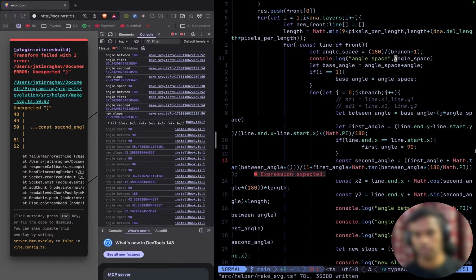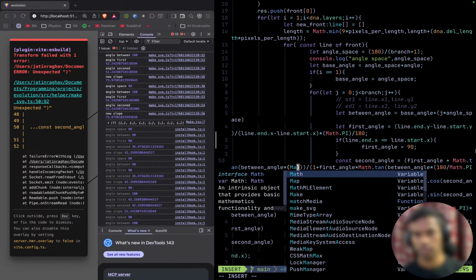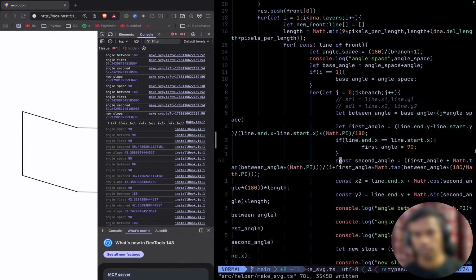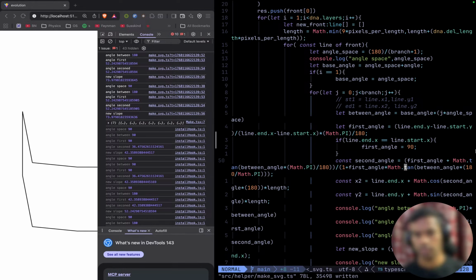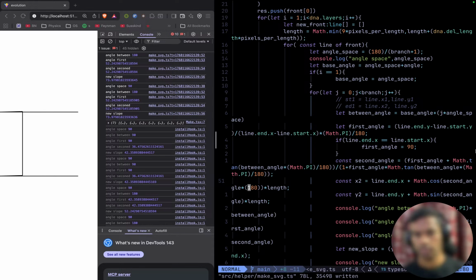Let's print this. Multiply by math dot pi divided by 180. Math dot pi and divide by 180. And the same thing here, divided by 180. Okay, that is good. Math dot pi divided by 180. That is good. Okay, that is working. That is good.